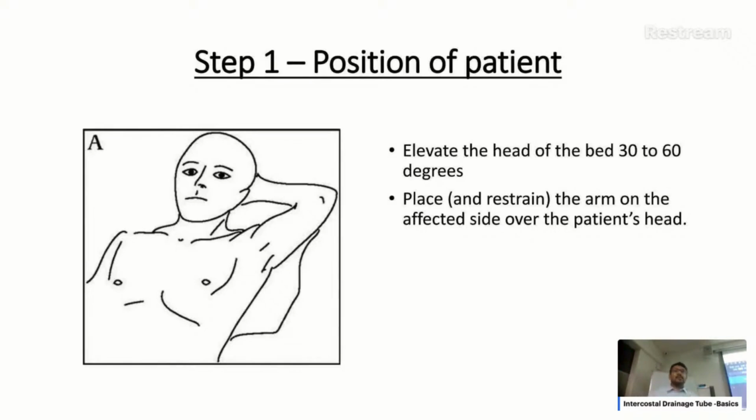So, what's the position to place the ICD? The patient is made to sit, or if he's bound to bed, the bed is elevated at 30 to 60 degrees, preferably at 45 degrees, and the hand of the side where the chest tube is going to be placed is placed beneath his head.